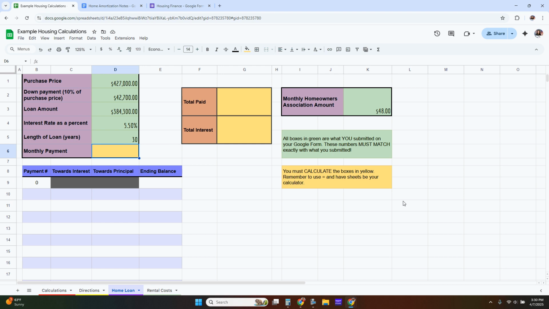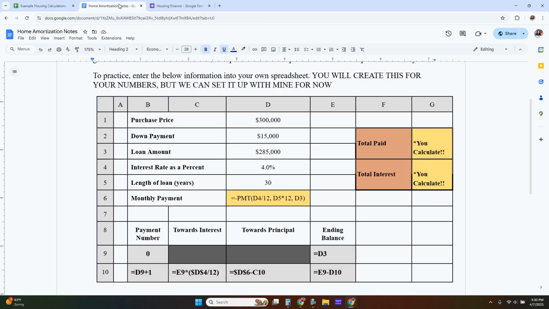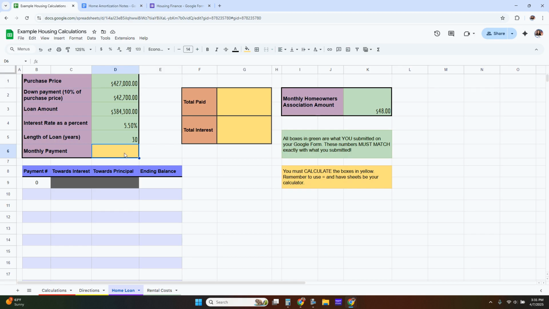The yellowish boxes are going to be boxes that you are going to need to calculate. Remember that equals is your best friend on these. So if I refer back to the home amortization notes, I used a little bit of an example here, not the same numbers, but for this monthly payment I'm going to take this formula: equals negative, do not forget that negative, PMT.